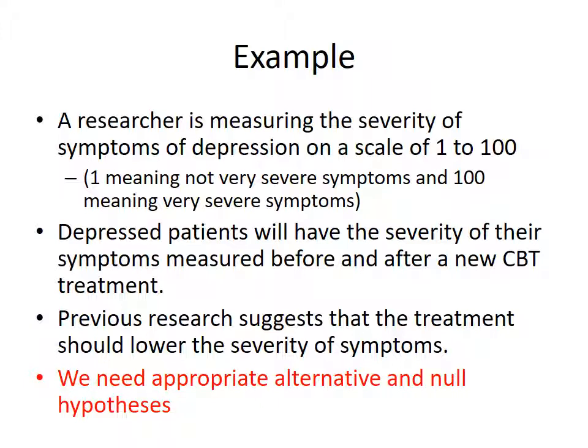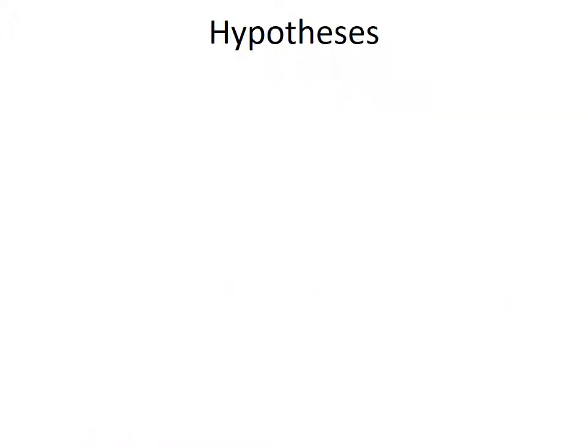So our IV here is before and after treatment, because that's where we're taking our two measurements from, and our DV is this measure of severity of symptoms on a scale. Okay, and we've got some previous evidence to indicate the direction that we should be seeing. So in terms of appropriate alternative and appropriate null hypotheses, this tells us which direction we should be doing. Okay, for our alternative, should it be one-tailed or two-tailed? Because there's previous research that indicates a direction, we should be doing a one-tailed hypothesis.